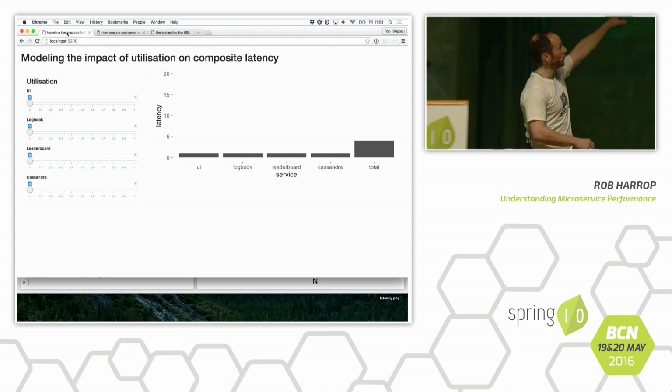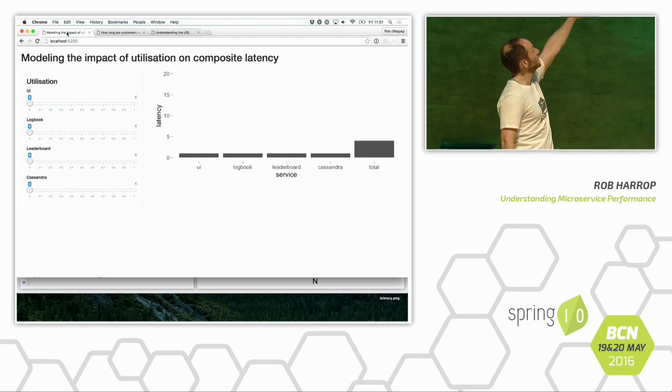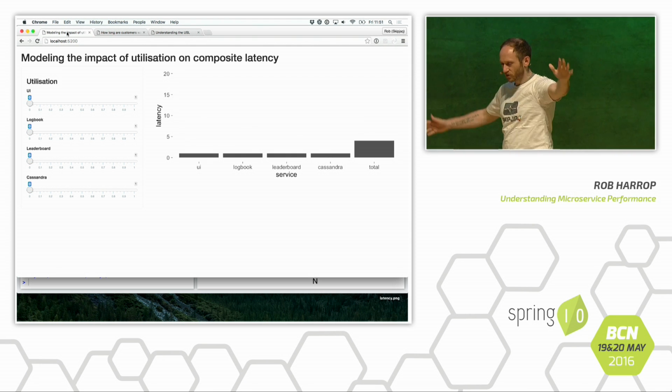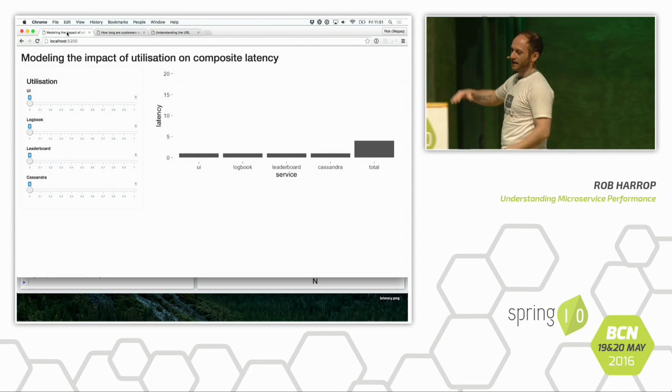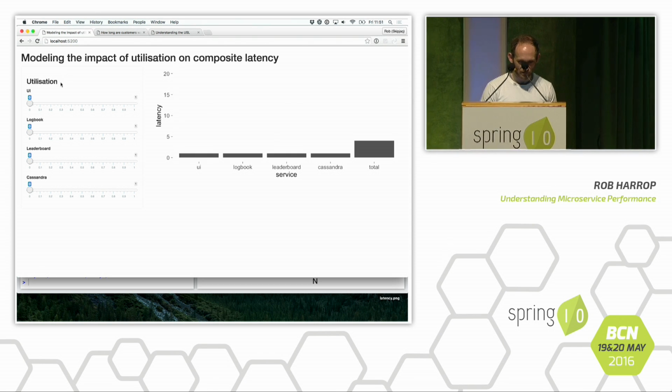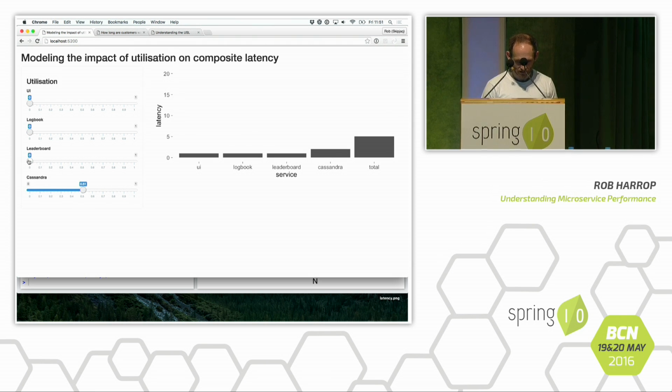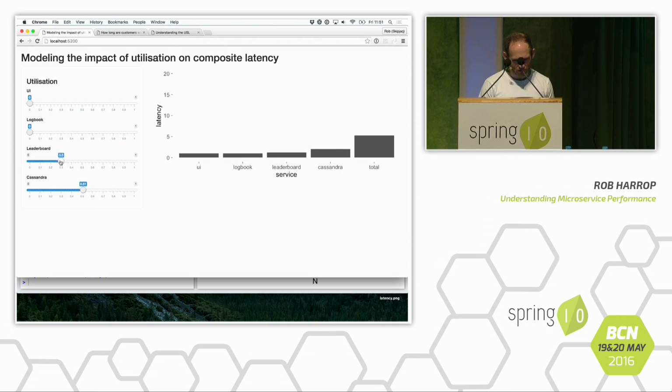So I've got four services: the UI, the logbook service, the leaderboard service, and Cassandra, which is my database, because obviously that's still part of the distributed system. And we can start to tick these latencies up and see how they affect each other. Cassandra's going to be doing some stuff, so I'm going to put that at about 50%. The leaderboard is doing a lot of very interesting calculations, so I'm going to put that up there.